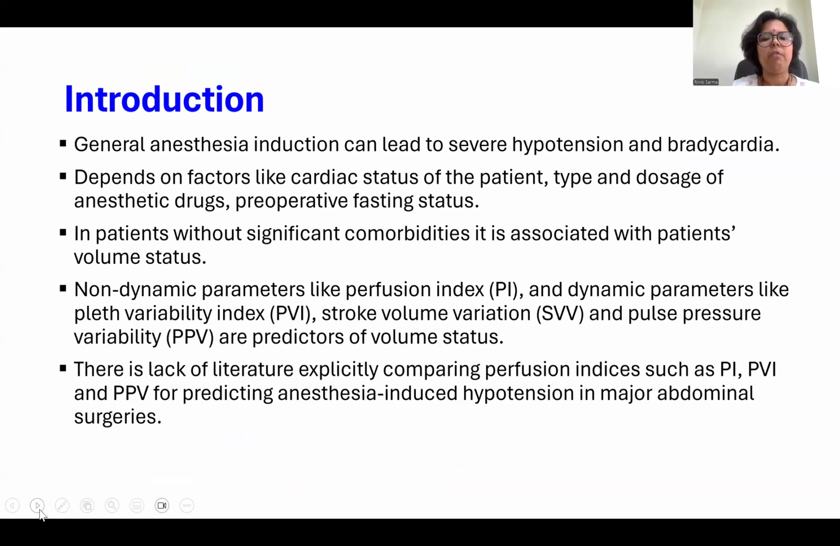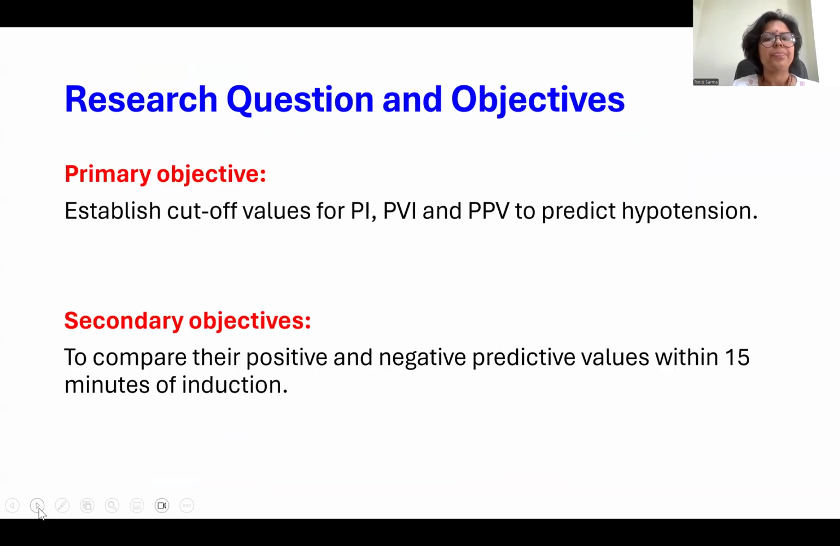Non-dynamic parameters like perfusion index and dynamic parameters like pleth variability index, stroke volume variation, and pulse pressure variability are predictors of volume status. There is a lack of literature explicitly comparing perfusion indices such as perfusion index, pleth variability index, and pulse pressure variability for predicting anesthesia-induced hypotension in major abdominal surgeries.